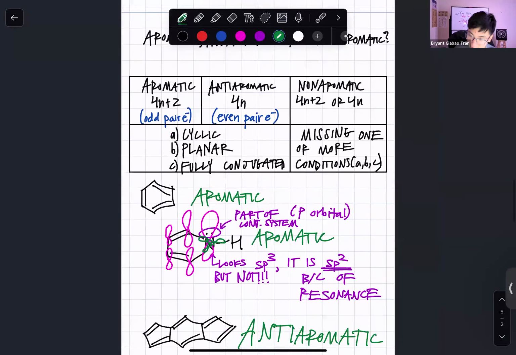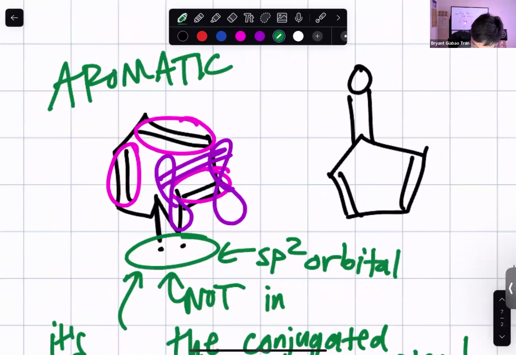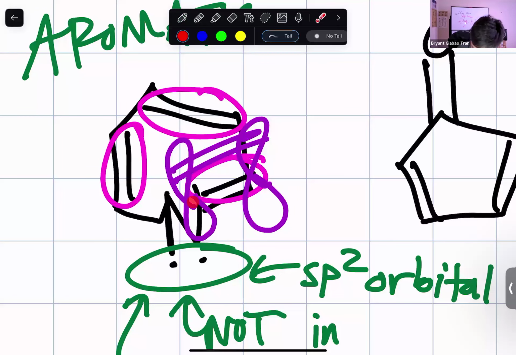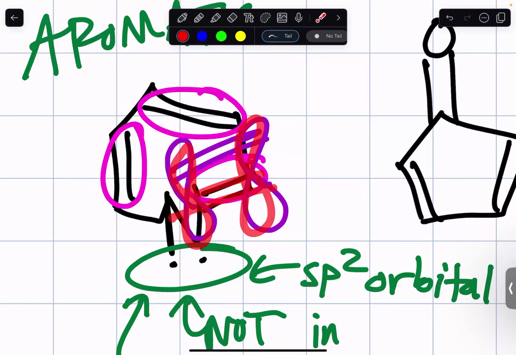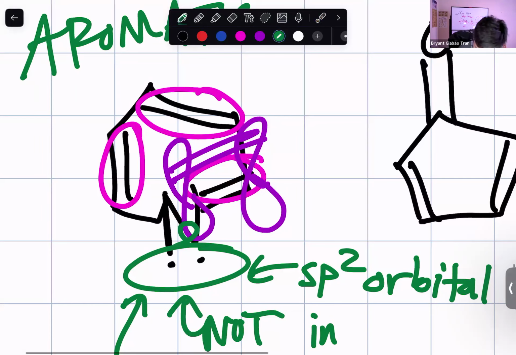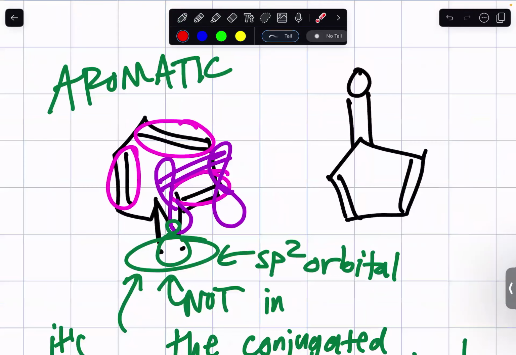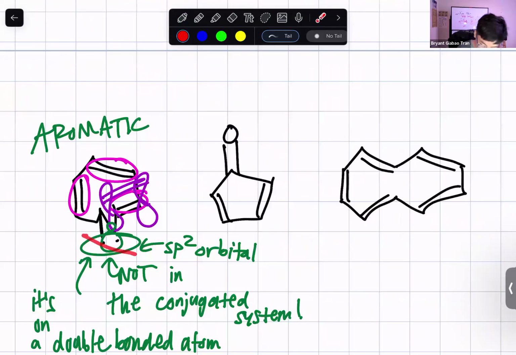Whereas the difference in this structure is that this nitrogen is double bonded, where the p orbitals are holding that double bond between the two atoms, making this pair of electrons sit in an sp2 orbital, stuck right there. It can't do resonance, so it's not part of the resonance structure. Don't count that as a pair of electrons when you're determining if it's aromatic or anti-aromatic.